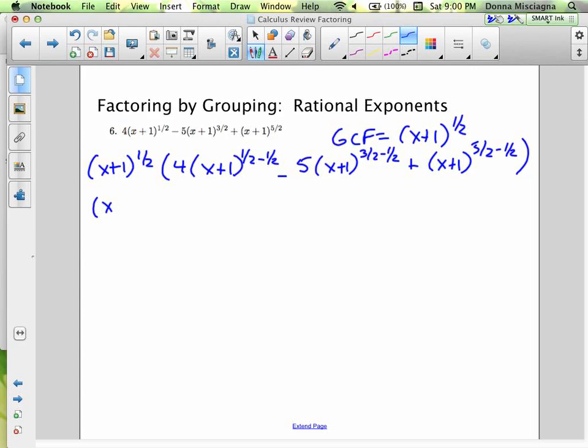Okay. X plus 1 to the 1/2. 1/2 minus 1/2 is 0. Anything to the 0 power is 1. That's just 4. 3 halves minus 1/2 is 2 halves. That's just 1. So times 5 times x plus 1. And then 5 halves minus 1/2 is 4 halves, which is 2. So x plus 1 squared. Let's rewrite the ordering there.